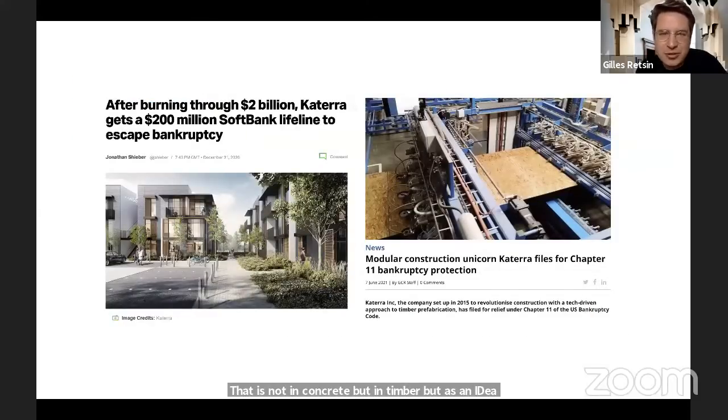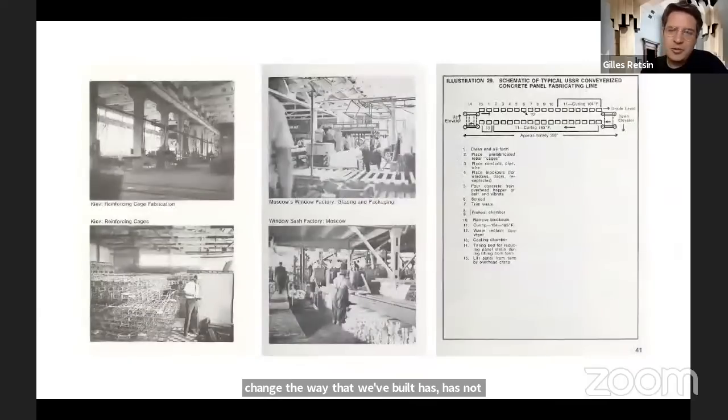And now, of course, the context is that 2 weeks ago Katerra went bankrupt after burning through $2 billion in funding, which is incredible, right? So someone has thrown $2 billion in funding at changing the building industry, and that attempt has failed, right? One of the biggest attempts ever to change the way that we build has not worked out. And I would argue in part that is also because of a design problem.